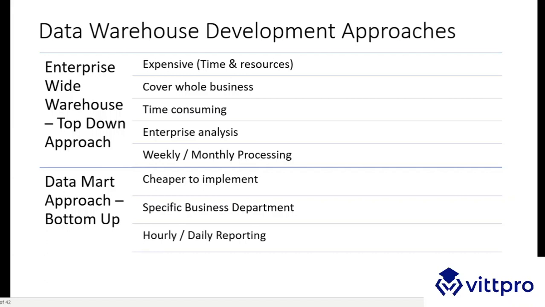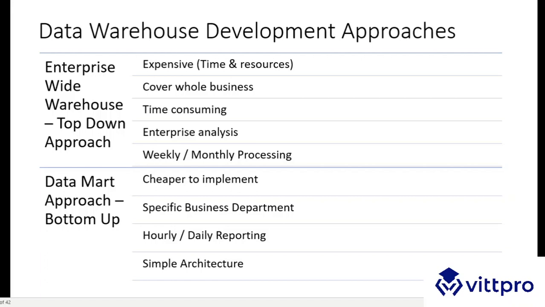And because it's smaller in size compared to the enterprise wide warehouse, which is a huge database, data marts are particularly small, so they can do daily reporting or hourly reporting, and they are simpler in structure and architecture because they are smaller in size. So those are the two different data warehouse development approaches. One is called top down, and one is called bottom up.